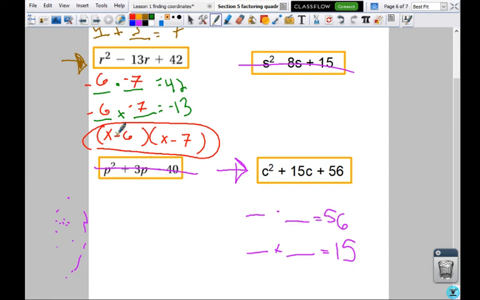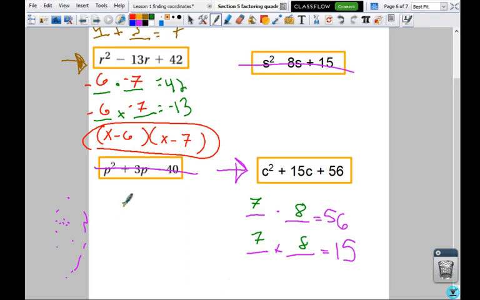Alright, Ira. What times what is 56? 4 times 14, right? Is 4 plus 14 15? No, so try again. What times what is 56? I don't know. Keep working on it. 7 times 8 is 56. 7 plus 8 is 15. Thanks, Ira and Brandon. So 7 times 8 is 56, and 7 plus 8 is 15.